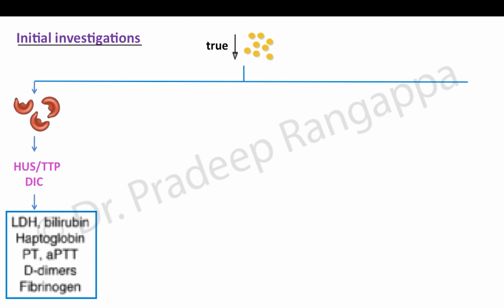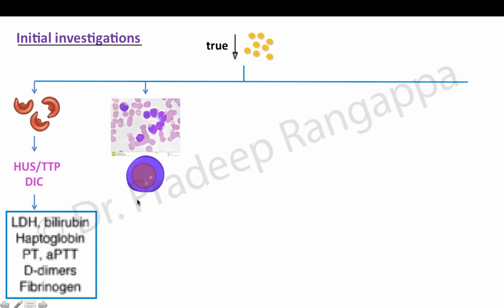The investigations then would be LDH, bilirubin, haptoglobin, and you would do PT, APTT, D-dimers and fibrinogen. If you see blast cells or nucleated RBCs, this is dangerous, bad news, because it is probably some sort of leukemia or blood dyscrasia. Then you would think of bone marrow disorders, and the investigation of choice would be bone marrow aspirate.